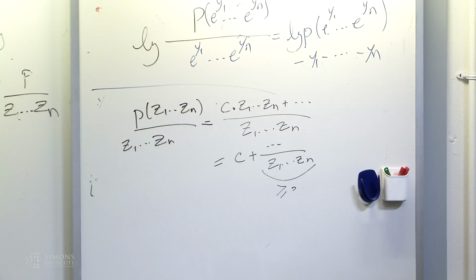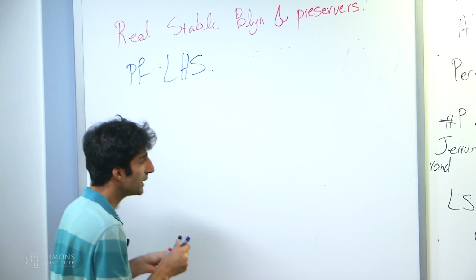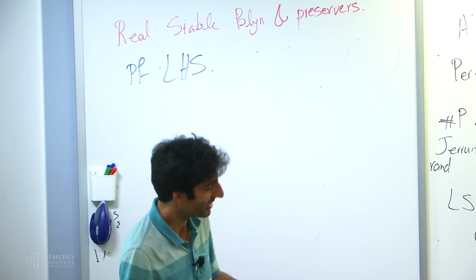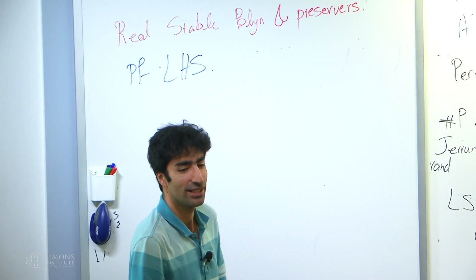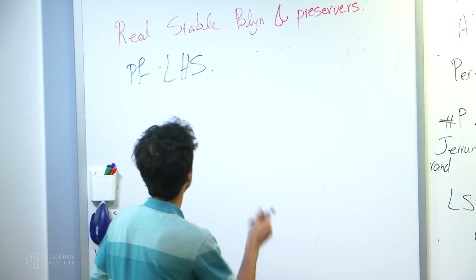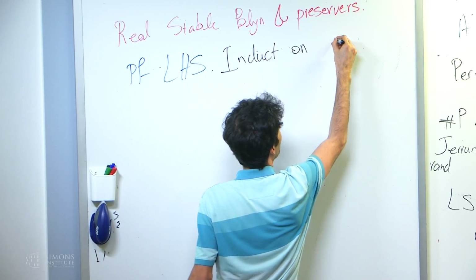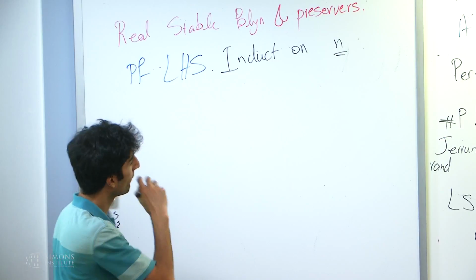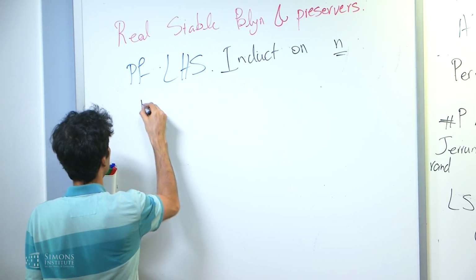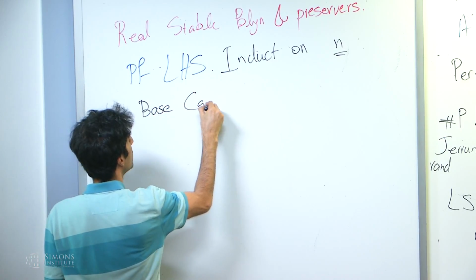So let me prove the left-hand side. The proof is a tricky but short inductive argument. So let's induct on n, the number of variables. Let's talk about the base case first. The base case is when n equals 1.